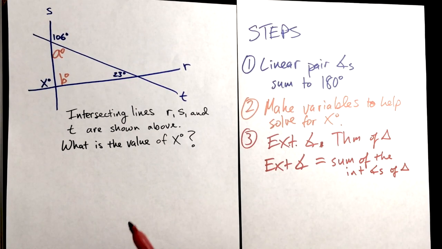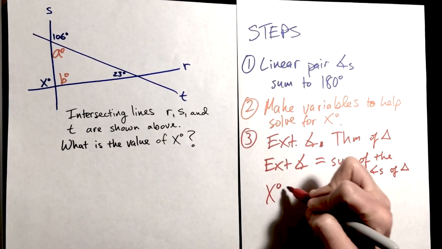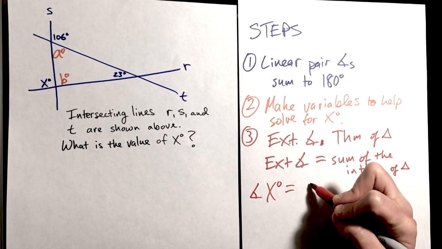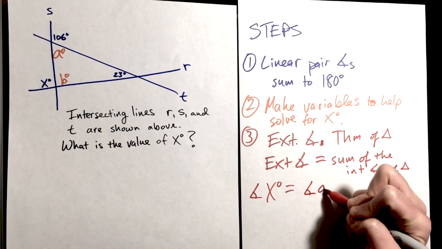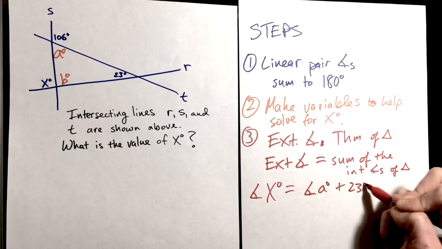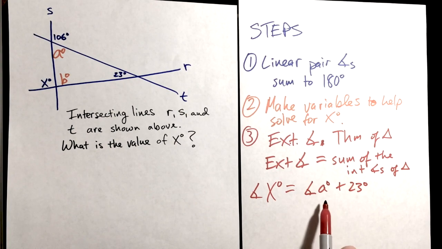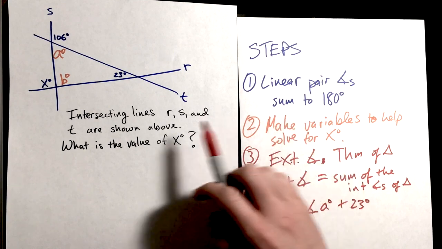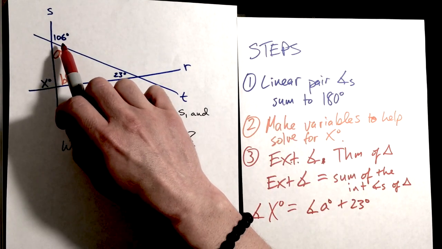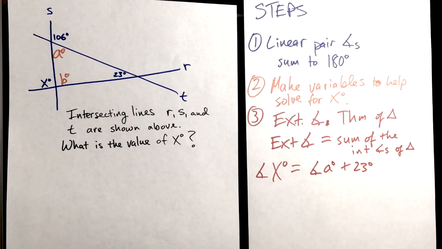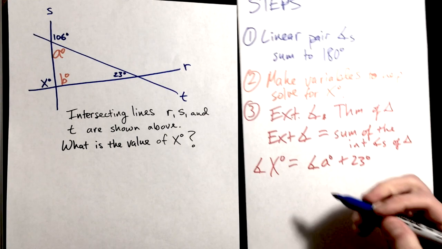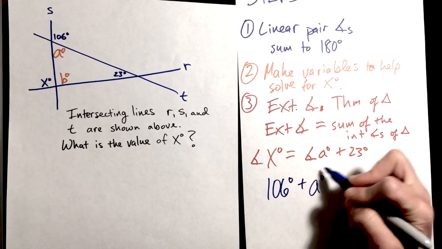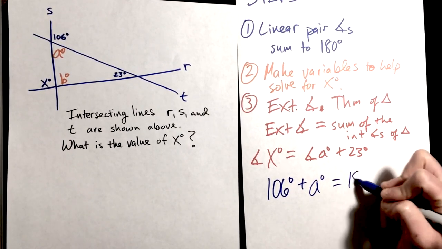So what does this mean? Well, it means that the measure of angle x is going to be equal to the measure of angle A plus 23 degrees. So if we can find the measure of angle A, we can find the measure of angle x really quickly. Hey, wait a minute, aren't angle A and 106 a linear pair? So we can write an equation for them really quickly here. We know that 106 degrees plus the measure of angle A equals 180 degrees.